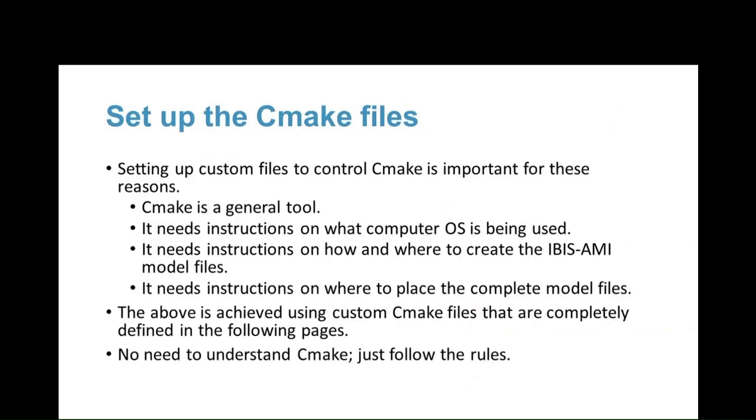Okay. So now we want to set up some files to use CMake. So we want to customize CMake for our purpose. CMake is a general tool. It needs instructions on what computer OS is being used. It needs instructions on how and where to create the IBIS-AMI model files. It needs instructions on where to place the complete model files. So the above is achieved by using a custom CMake file that is completely defined on the following pages. No need to understand CMake, just follow the rules.